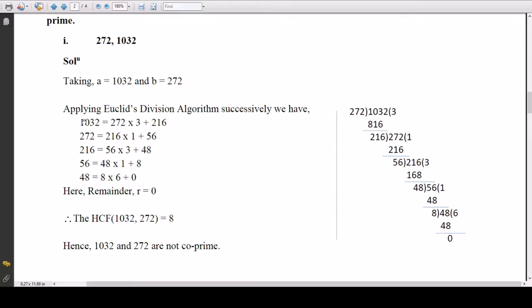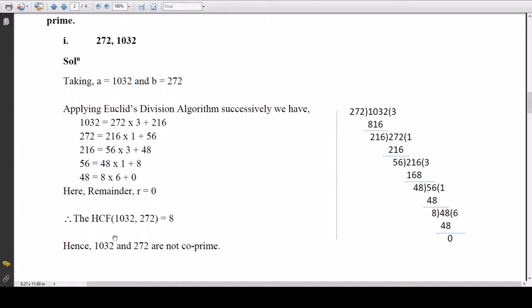Here the Euclid division process I've shown you. 1032 is equal to 272 multiply 3 plus remainder 216. And the same thing with this also, you can just look from the division that I've done on the right side how this dividend is being expressed. Since at the last step the remainder is 0, hence the HCF will be the last divisor, which is 8. Now HCF is 8.